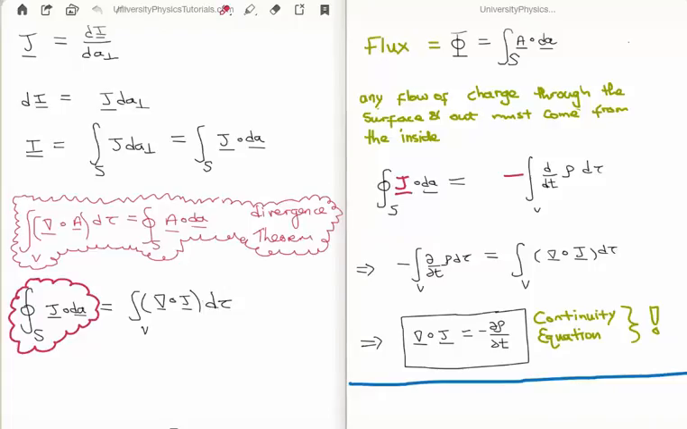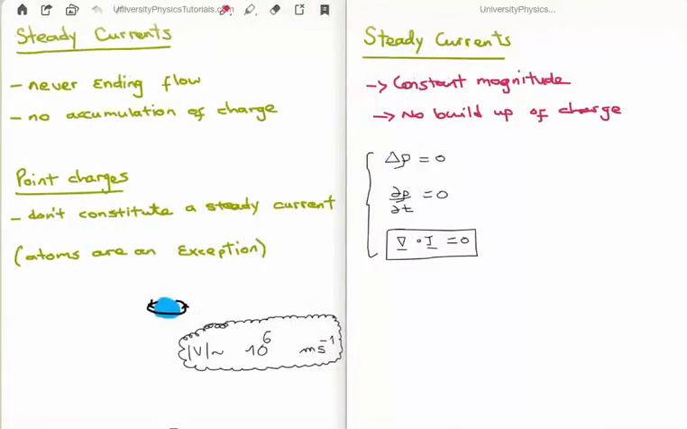So let's just move on, and I have a few comments first of all. I'd like to define what a steady current is. A steady current is one that is never ending, or a never ending flow of charge. And what this means is that there is no accumulation of charge. You never have an accumulation of charge, otherwise you wouldn't have steady currents. If you have steady currents, we talk about magnetostatics.